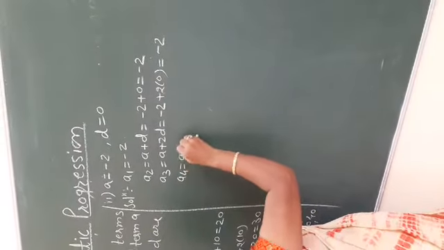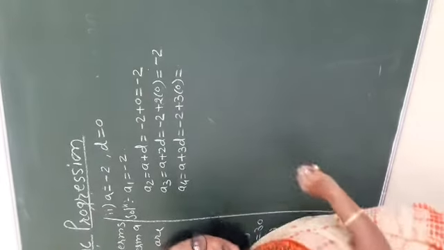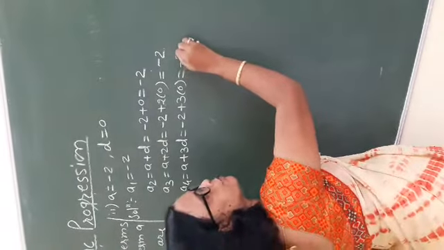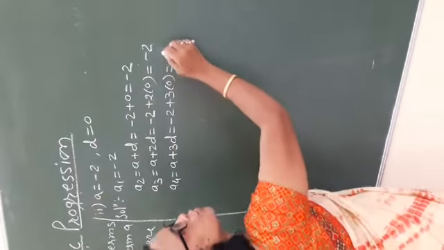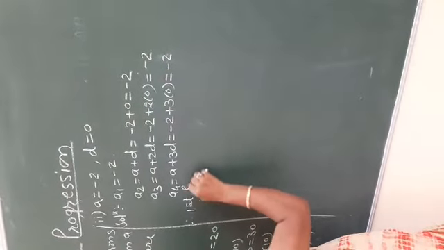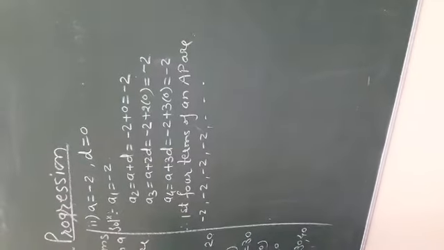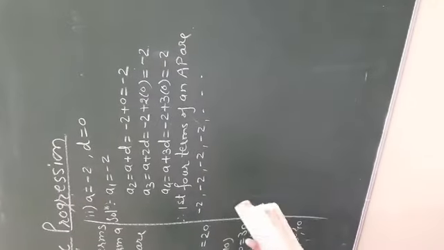A4, what we will get? A plus 3D formula: -2 plus 3 into 0. Again 3 into 0 is 0, and -2 plus 0 is -2. Okay. So therefore the first 4 terms of an AP are -2, -2, -2, -2. You will think why all these terms come the same, because the common difference is 0.